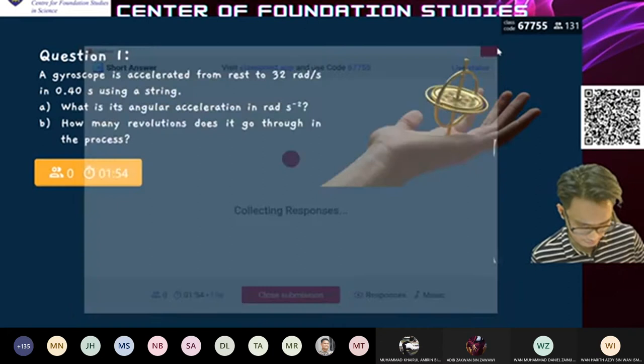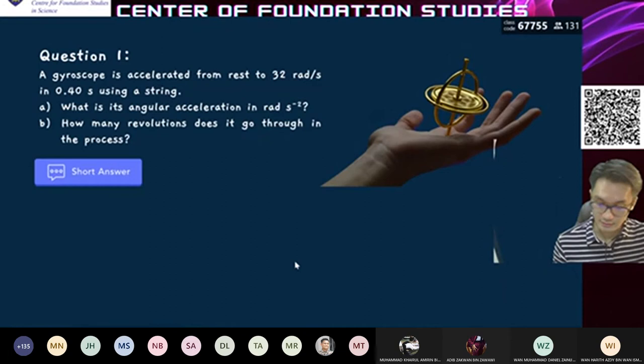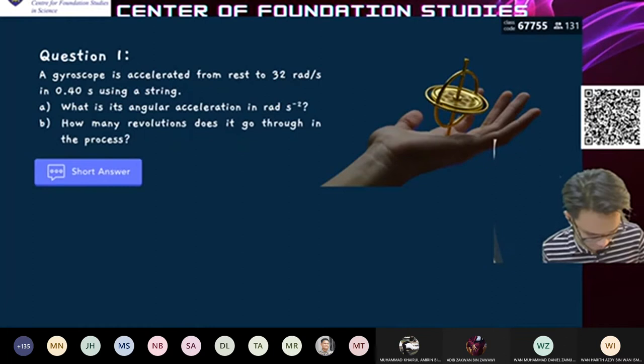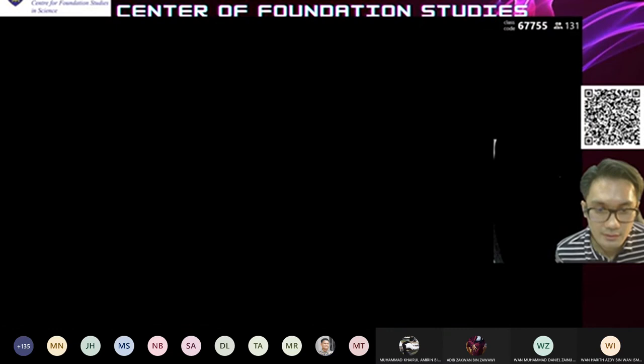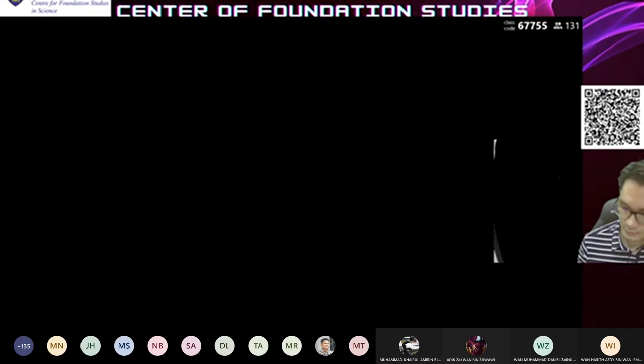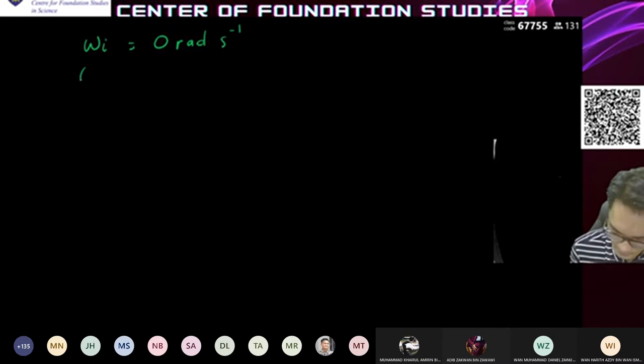Okay, many answered A only, 80 radian per second square, and the second one many did not answer. Okay, let us see the solution. Whiteboard, I use blackboard. For the first question, a gyroscope is accelerated from rest. So we know the initial velocity is equal to 0 radian per second. And then from rest to 32 radian per second, this is the omega final. Omega final is 32 radian per second.